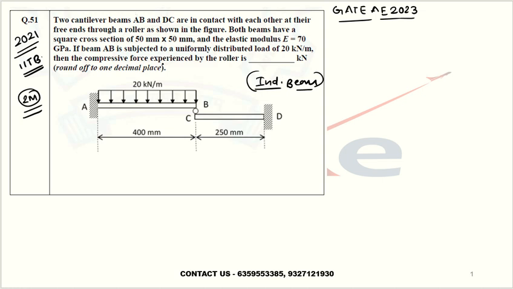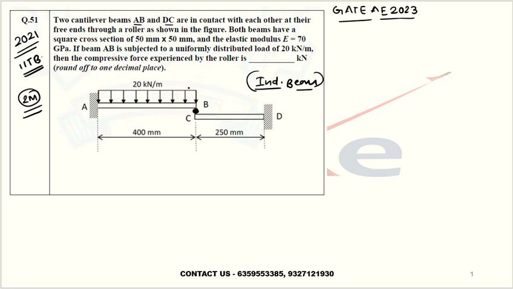They are saying two cantilever beams AB and DC are in contact with each other at their free ends through a roller, as shown in the figure. There is a roller support. Both beams have a square cross section of 50 by 50 mm, and the elastic modulus is 70 GPa. If beam AB is subjected to a uniformly distributed load of 20 kilonewton per meter, then the compressive force experienced by the roller is.